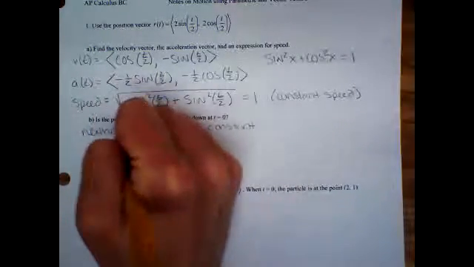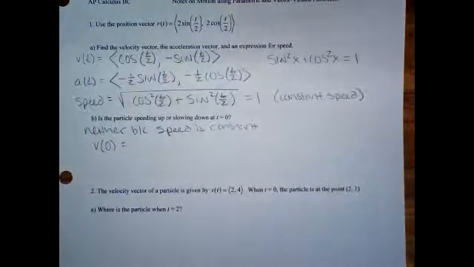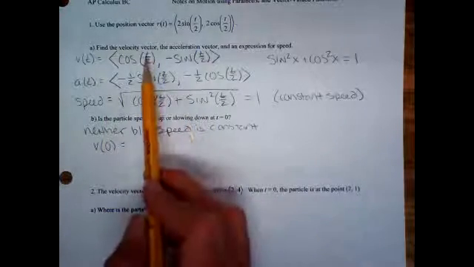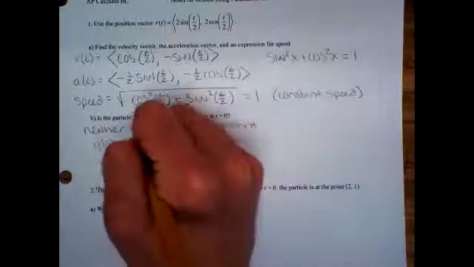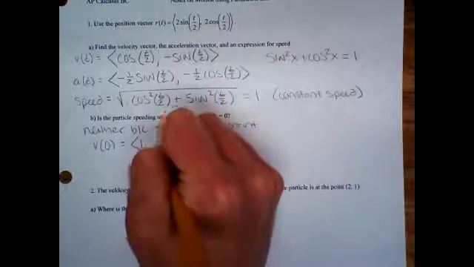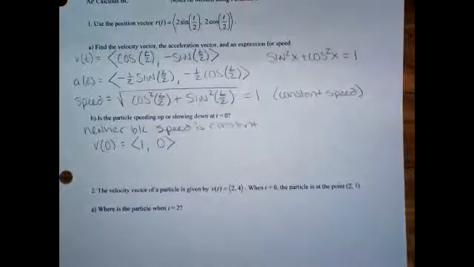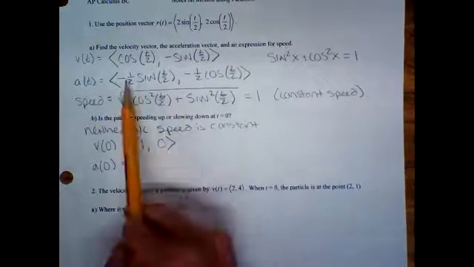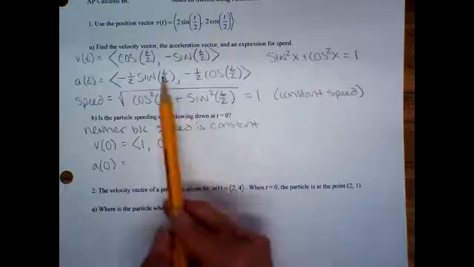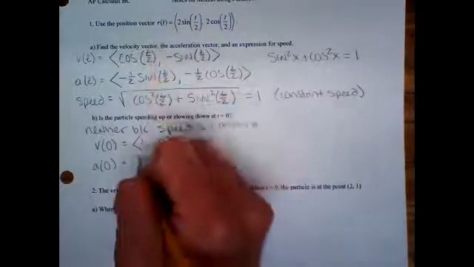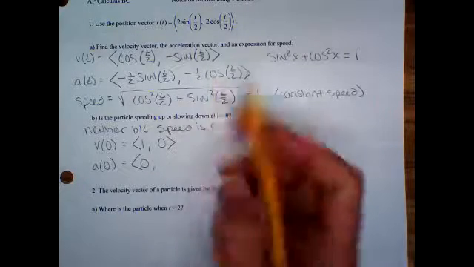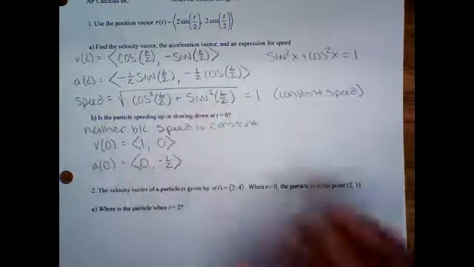So let's do our velocity at 0. Remember, speeding up and slowing down, you have to look at both velocity and acceleration. All right, so here's our velocity vector. If we plug in 0, cosine of 0 is 1, sine of 0 is 0. And then we're going to do acceleration at 0. So here's our acceleration vector. If we plug in 0, sine of 0 is 0. Cosine of 0 is 1 times negative 1/2 will be negative 1/2.